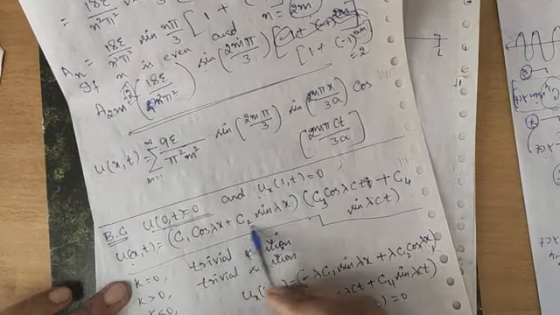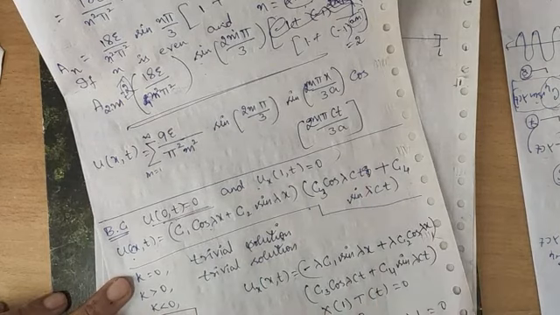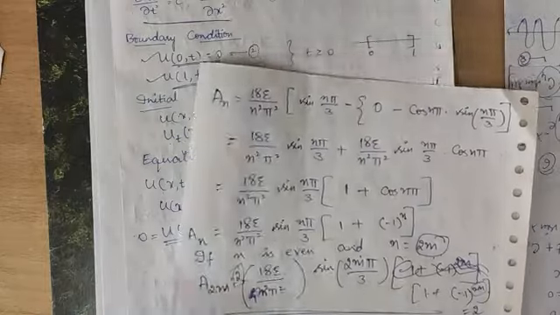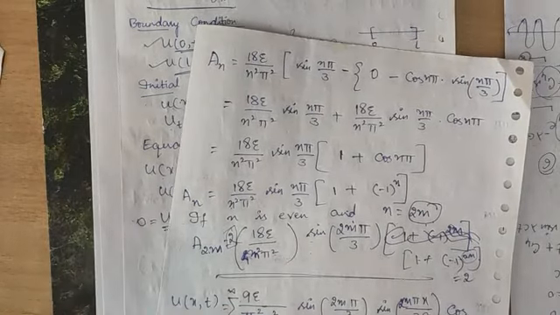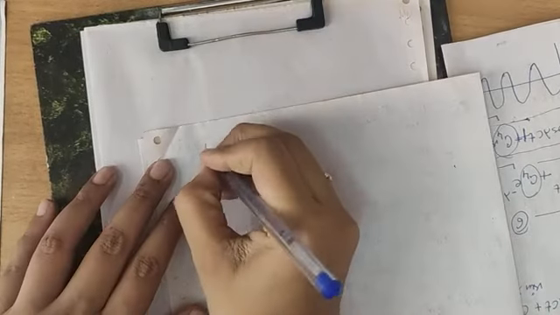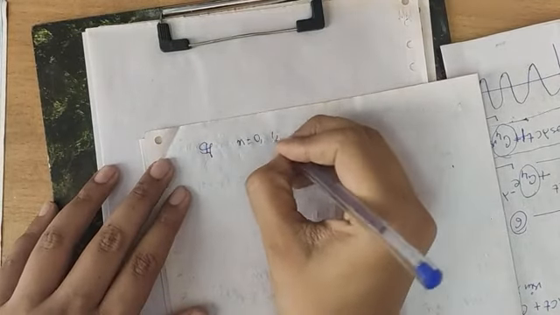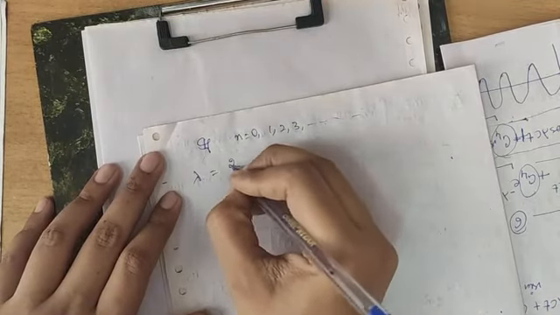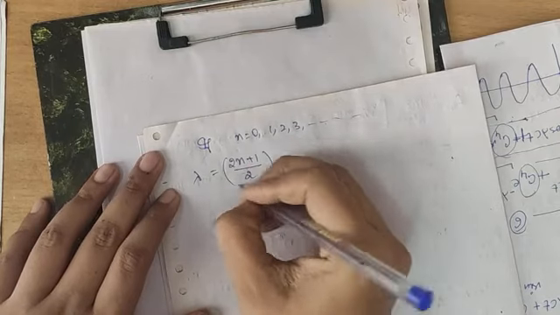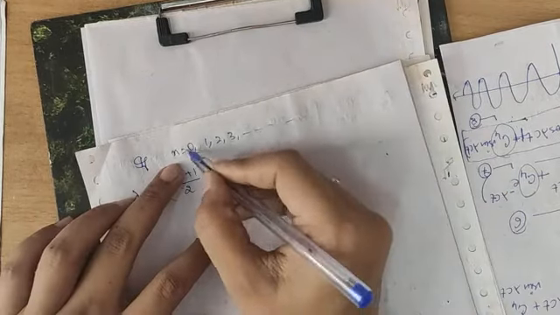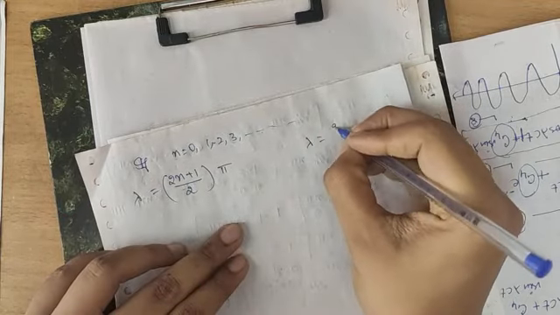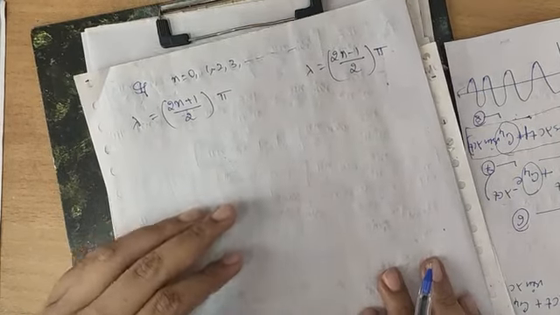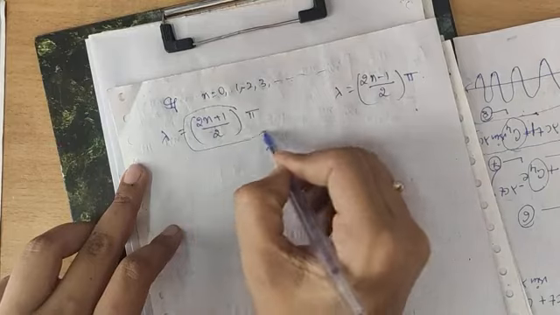Now this equation will change. So what you will get there? If n is equal to 0, 1, 2, 3 and so on, you can choose lambda as (2n plus 1) by 2 into pi. If you consider n from 1, then you have to choose (2n minus 1) by 2 into pi. So I have chosen in this way.